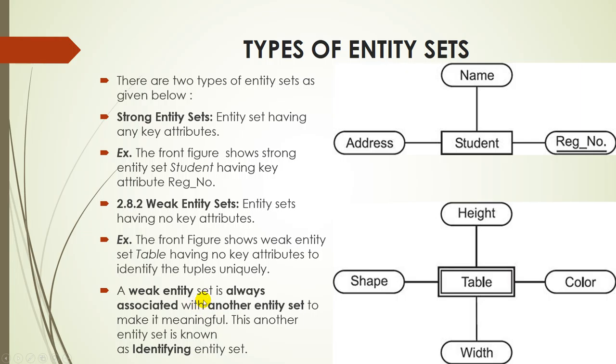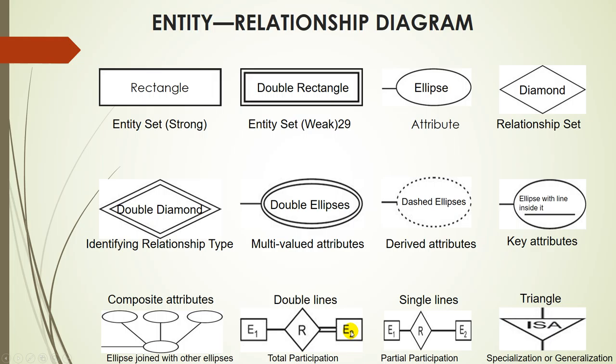A weak entity set is always associated with another entity set. We use this table in combination with another table to make it meaningful and to make a relation. This other entity set is known as the identifying entity set.